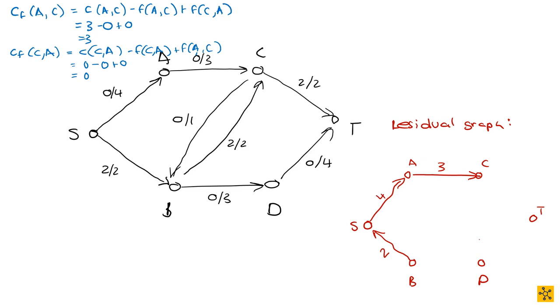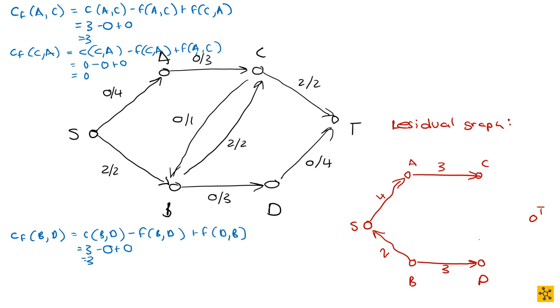Next up, let's look at the residual capacity of B to D, which is your capacity of B to D minus your flow of B to D plus your flow of D to B. And that is going to give you your 3 minus your 0 plus your 0, which is going to give you a 3. So we're going to add that to our graph. So if we add that to our graph, we have a 3 sitting over there. So let's also work out the residual capacity in the opposite direction of D to B. And again, it's the capacity of D to B minus the flow of D to B plus the flow of B to D, which is going to be 0 minus 0 plus 0, which is 0.